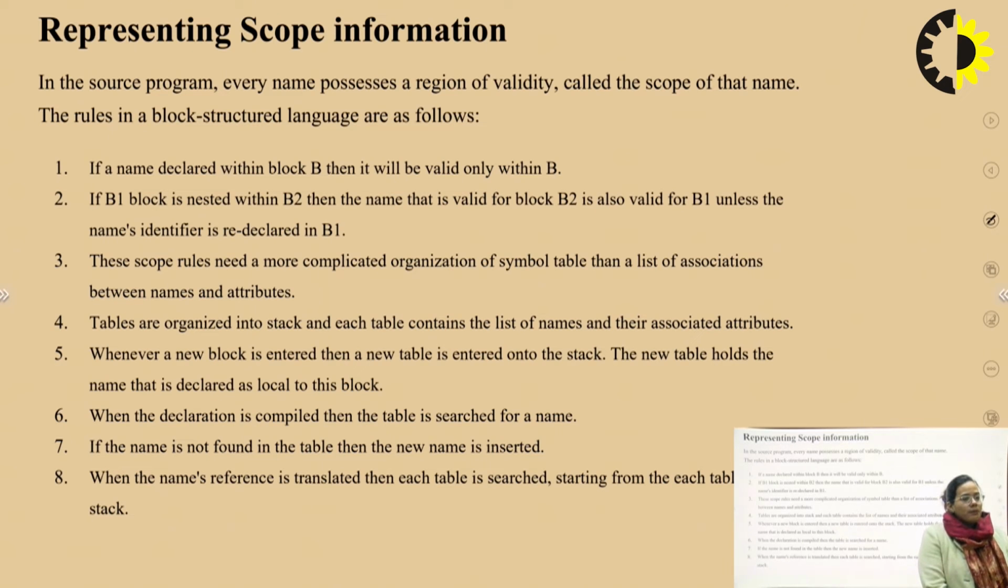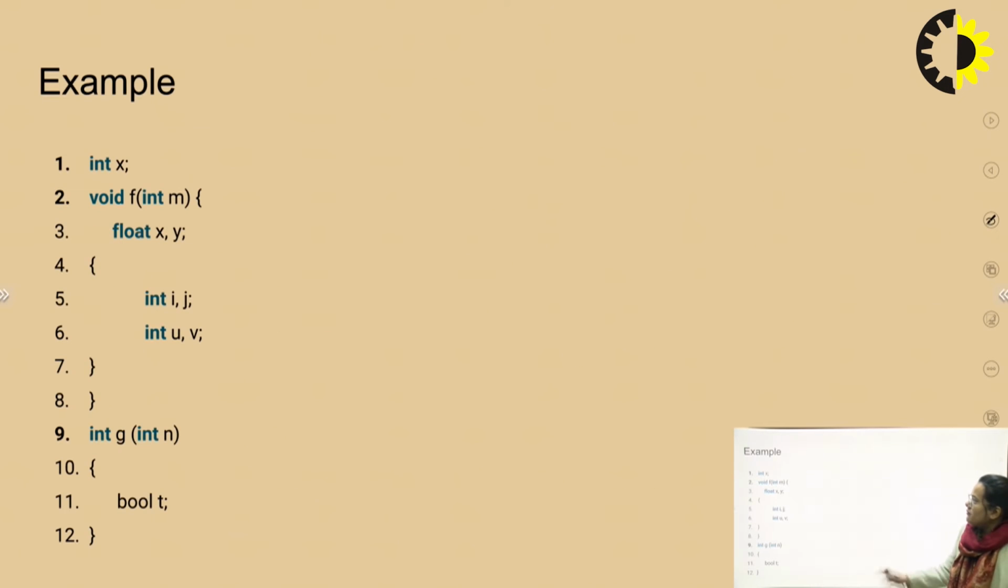When a declaration is compiled, the table is searched for the name. If the name is not found in the table, then the new name is inserted. When a name reference is translated, each table is searched, starting from the top table on the stack. Again, this is an example. Int x; void f is a function, and float x and y are also declared in function f. And then i, j, u, v are also variables that are declared in function f.